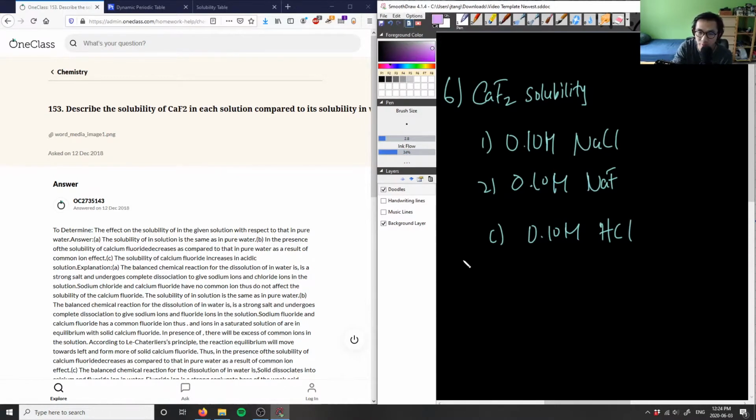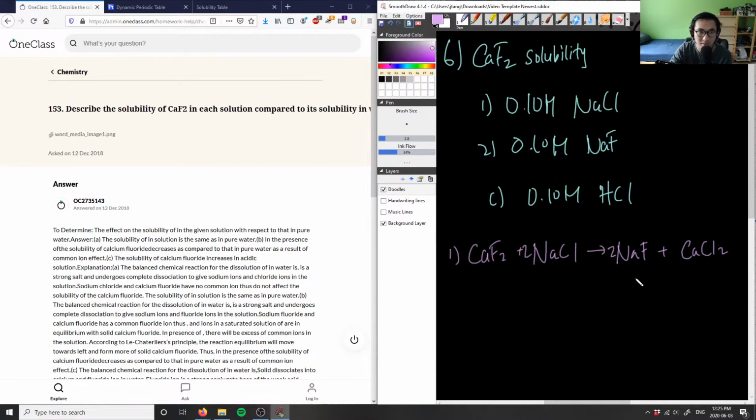So for number 1, I'm going to have CaF2 plus NaCl, and it's going to react to form NaF plus CaCl2. And we can balance this, obviously. So it's 2. And this here is a balanced chemical equation. So that's number 1.